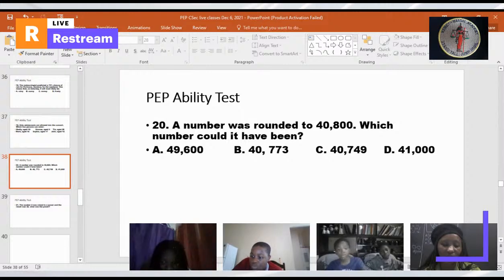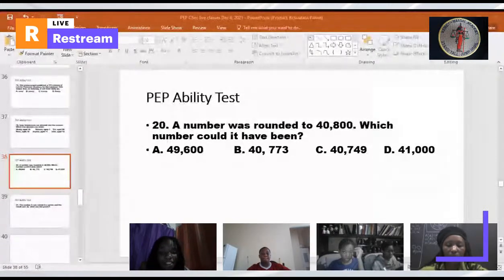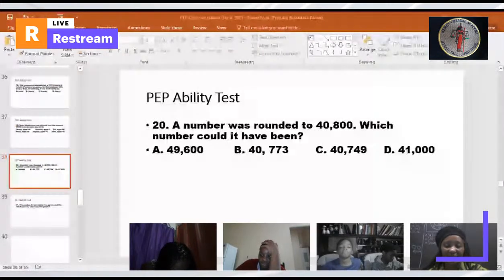Of those, what could it have been rounded to? Miss, B. Because they say 5 or more, add 1 more, and 7 is more than 5. All right. So in C, the 4 is less than 5. We could not round that up, right?